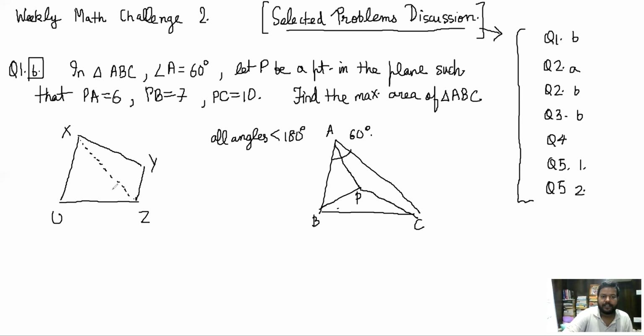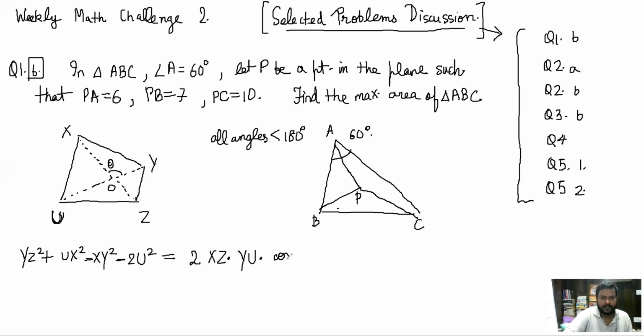Now let's join the two diagonals. This point is O. This is U, by the way. And let's say this particular angle XOY is theta. Okay. So I'm going to make the claim that YZ square plus UX square minus XY square minus ZU square is equal to 2 times XZ into YU into cos theta.